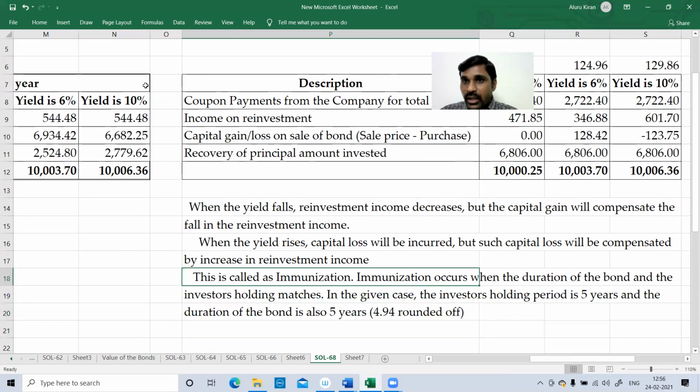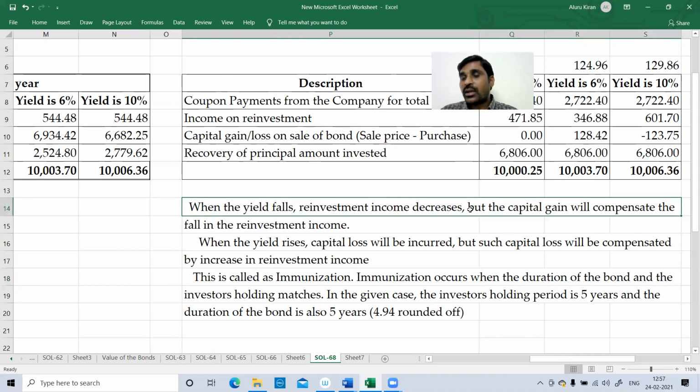Therefore, what is meant by immunization? Immunization works when the duration of the bond is equal to the investor's holding period. The investor is holding for 5 years, and the duration of the bond is also 5 years. That's why immunization works. What is the benefit of immunization? The decrease in the reinvestment income will be compensated by capital gain, and the capital losses will be compensated by an increase in the reinvestment income. This is how the immunization strategy works out.